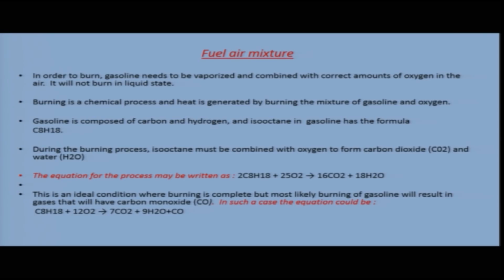Now, in combustion, when you get carbon dioxide and water, this is an ideal condition. When burning is complete and the gasoline has burned, this is an ideal condition, but generally complete combustion does not take place. The burning of gasoline results in formation of carbon monoxide gas. So, in another equation you can see, gasoline combines with oxygen and forms carbon dioxide, water and carbon monoxide. The equation is shown here: C8H18 plus 12O2 gives you 7CO2 plus 9H2O plus CO. So, after combustion you are getting carbon dioxide, water and carbon monoxide gas.